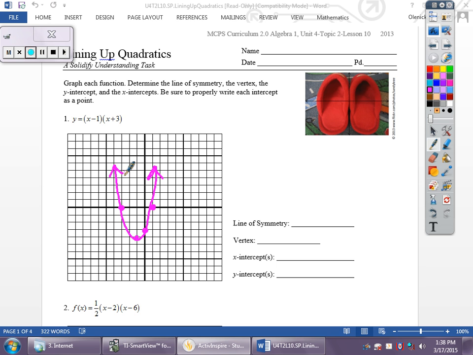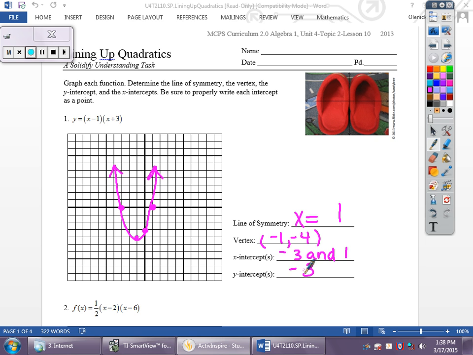So my line of symmetry is x equals negative 1. My vertex is negative 1, comma, negative 4. My x-intercepts are negative 3 and 1, and this is not in correct ordered pair form. Technically, it would be negative 3, 0, and 1, 0. We're just kind of going through the basics today. My y-intercept is negative 3. Okay, so that's the first one.